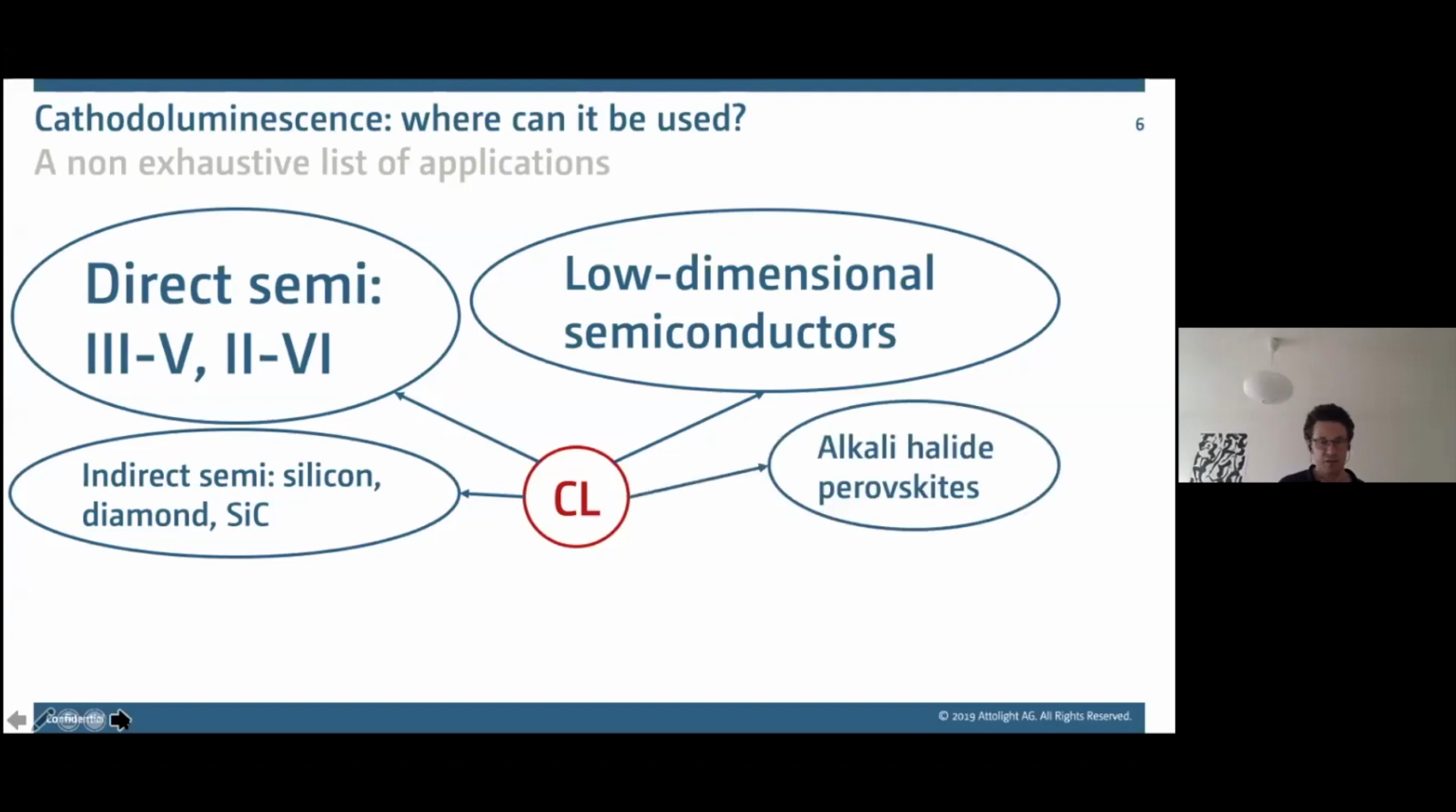Then we've got several customers, in our case, working on alkali halide perovskites. This is definitely up and coming as a topic, and I don't have too many examples that I can share, but we're definitely seeing an increase in the interest in CL in that community.